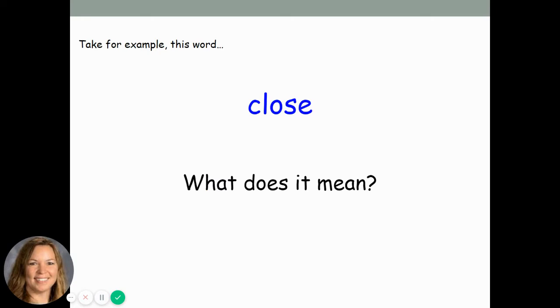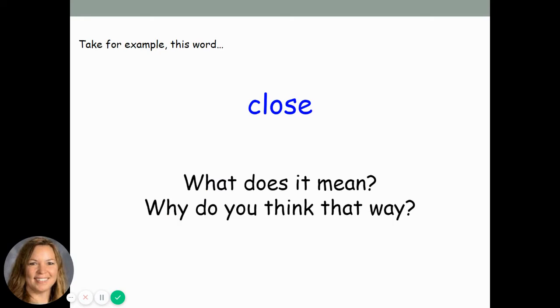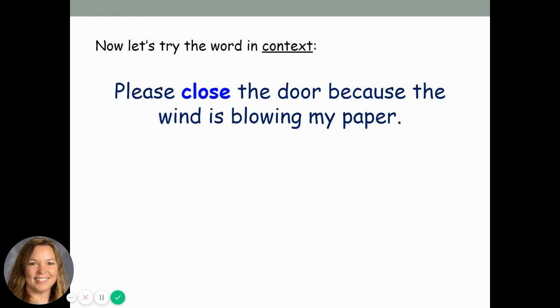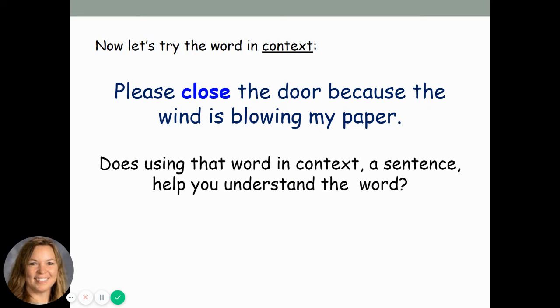Take, for example, this word, close. What does it mean? Why do you think that way? Now let's try the word in context. Please close the door because the wind is blowing my paper. Does using that word in context, a sentence, help you understand the word?